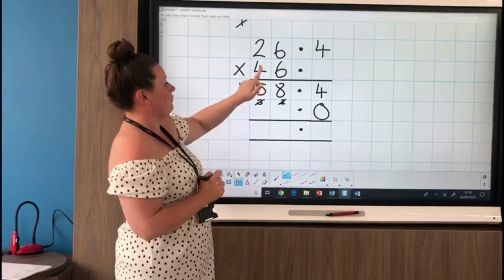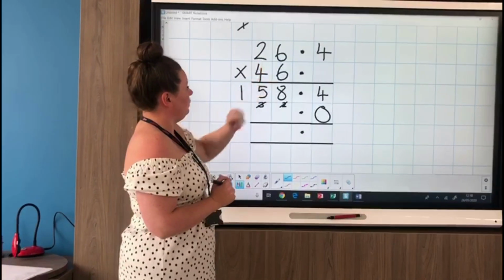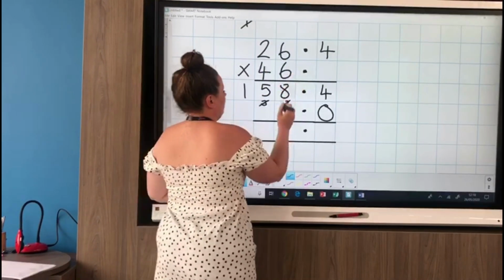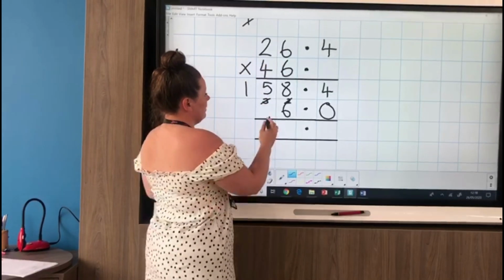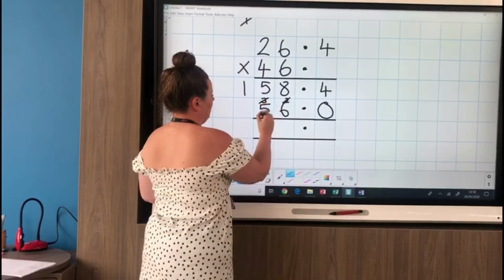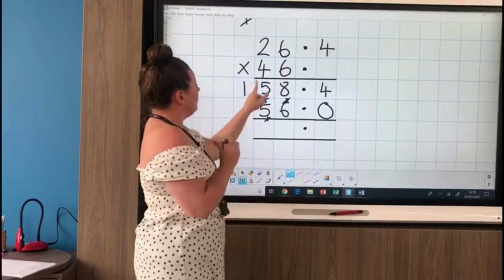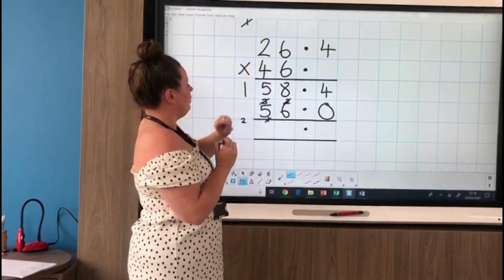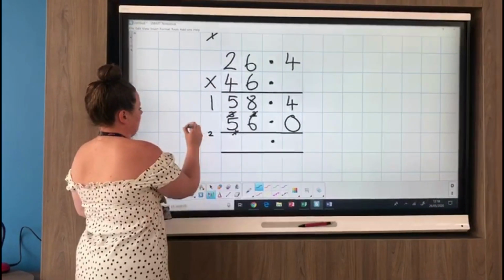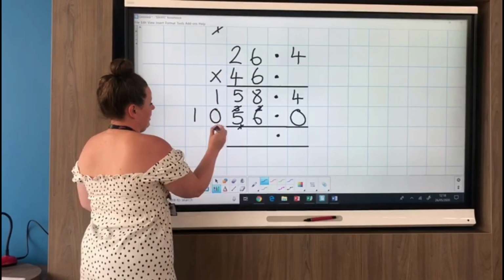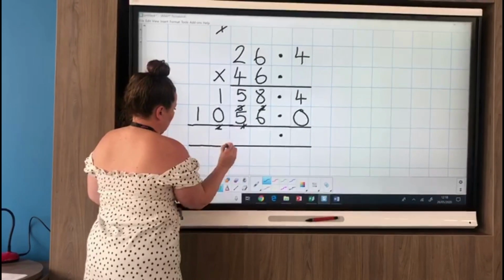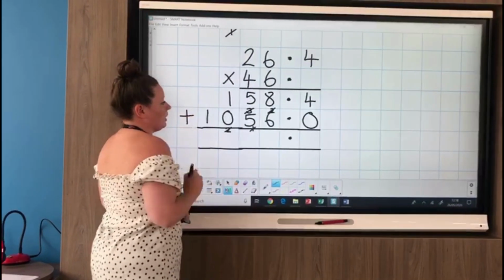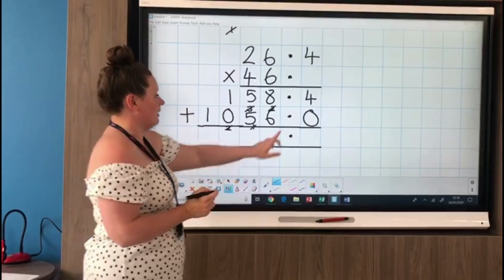So now we're going to look at 40 times all of the digits. So 4 times 4, 16. 4 times 6, 24, add the 1, 25. 4 times 2 is 8, add the 2 is 10, and just extend these lines a little bit then. Okay, and then the same again, we're going to add these digits to get our final answer.